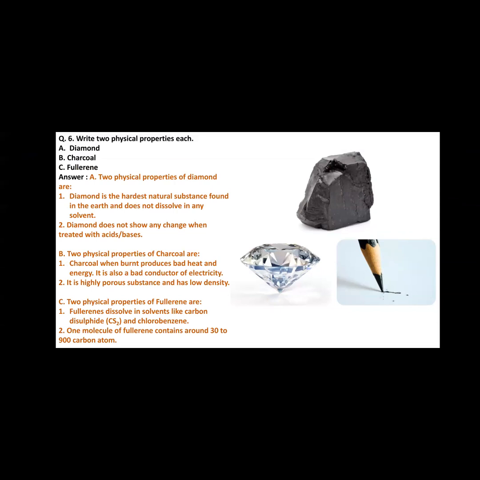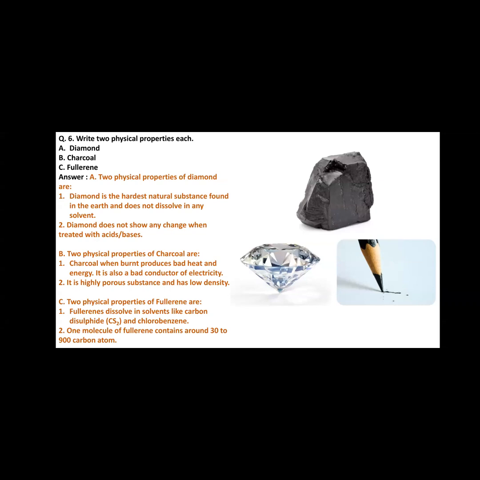Write physical properties of each. Now we have to write the properties of diamond, charcoal, and fullerenes. First one, two physical properties of diamond are: diamond is the hardest natural substance found on the earth and does not dissolve in any solvent. Next property is diamond does not show any change when treated with acid or base. This is the second property. It does not react with acid and base.